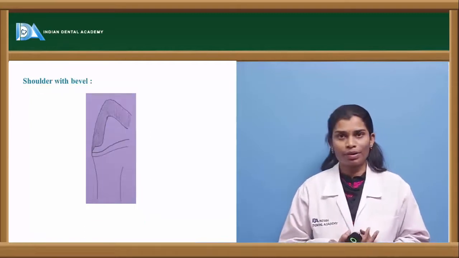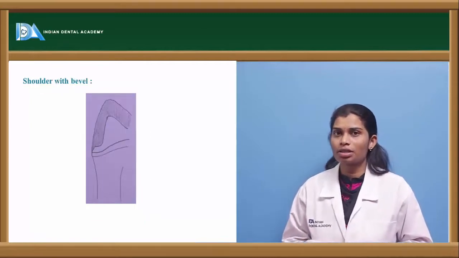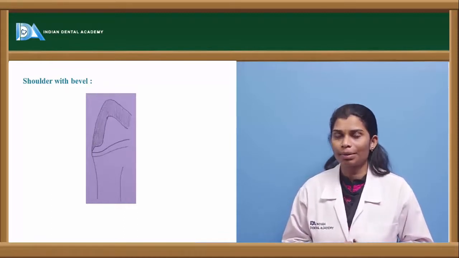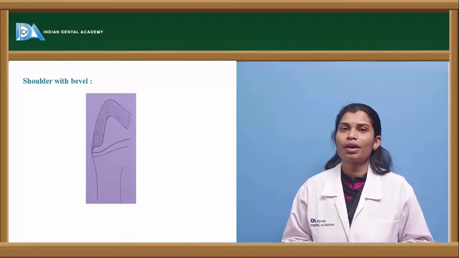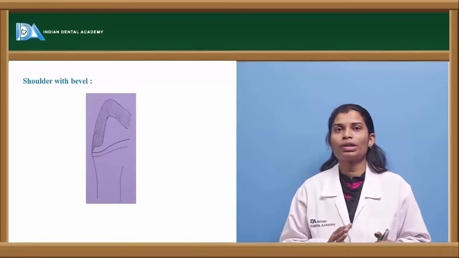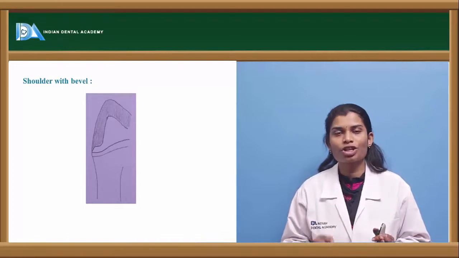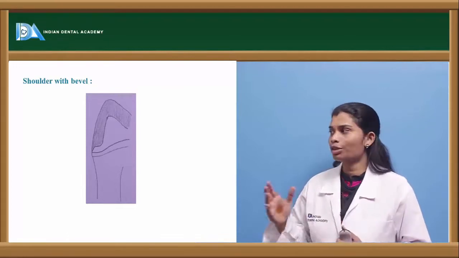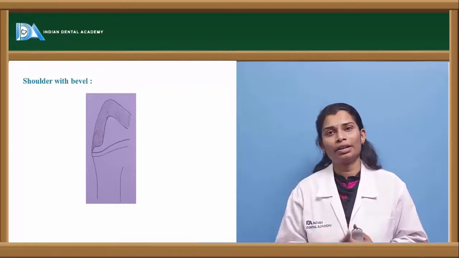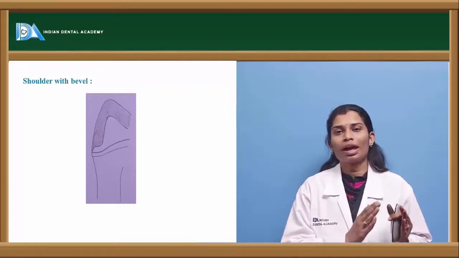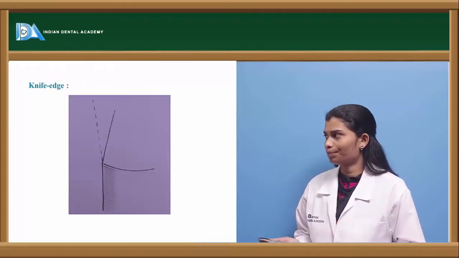Coming to shoulder with bevel. This can be done in cases like over-contoured molar restorations which are going to have a metal ceramic restoration. In such cases, you have to reduce more, so go with a shoulder with bevel. While a normal shoulder has a sharp 90-degree internal line angle, the shoulder with bevel has a beveled internal angle. So this 90-degree angle will be beveled, so you can have proper adaptation of your metal.